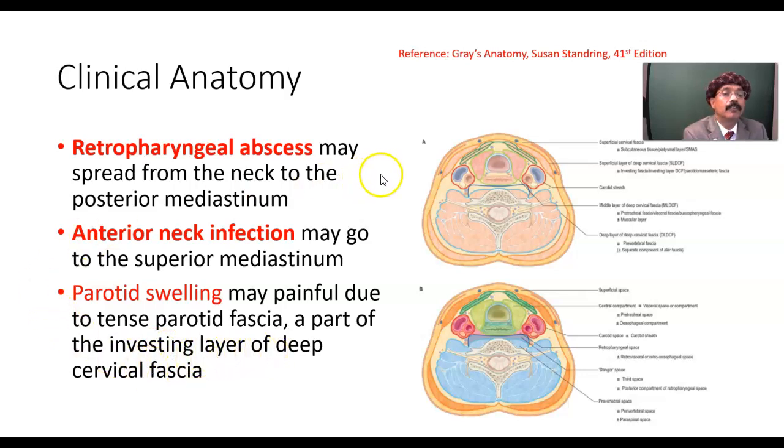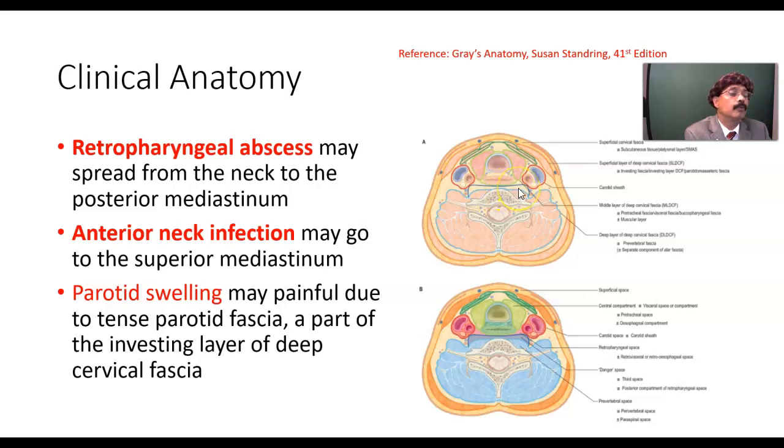So here this image is from Gray's Anatomy, 41st edition. We are getting the pretracheal fascia. We are getting the investing layer of deep cervical fascia covering the muscles here, the sternocleidomastoid muscle and the trapezius muscle. We are finding the prevertebral fascia over the muscles around the vertebra, and this is the buccopharyngeal fascia, a component of the posterior aspect of the pretracheal fascia. Okay, between that buccopharyngeal fascia and the prevertebral fascia, this space is the retropharyngeal space.